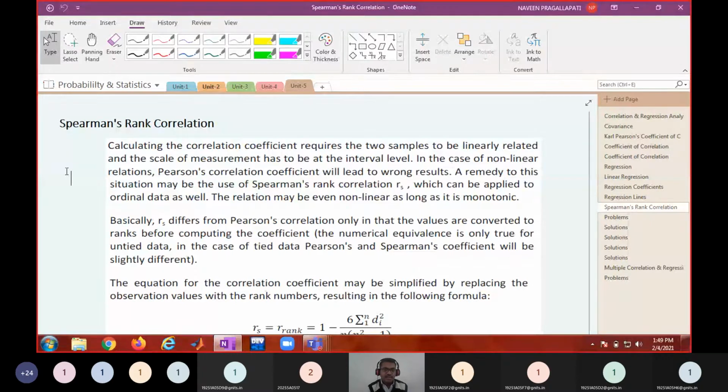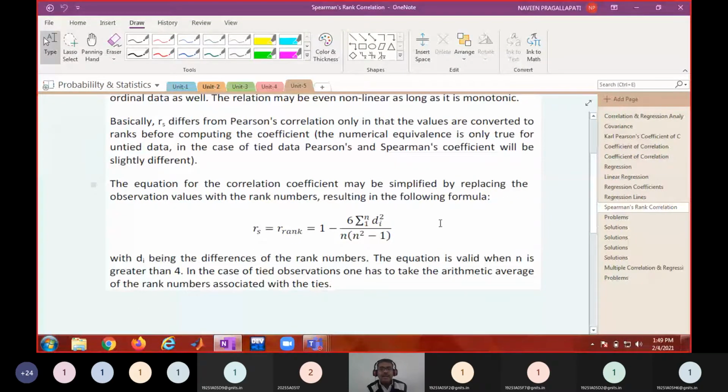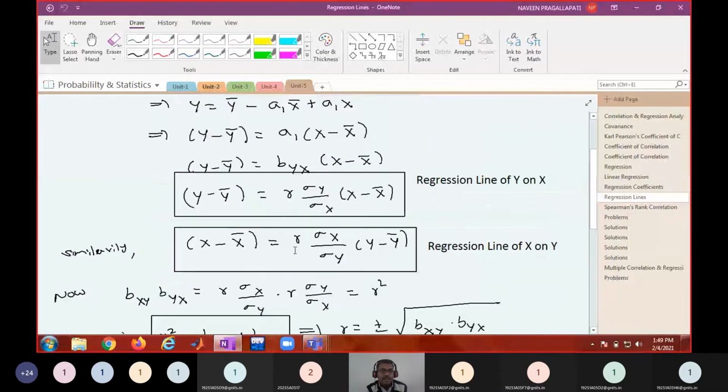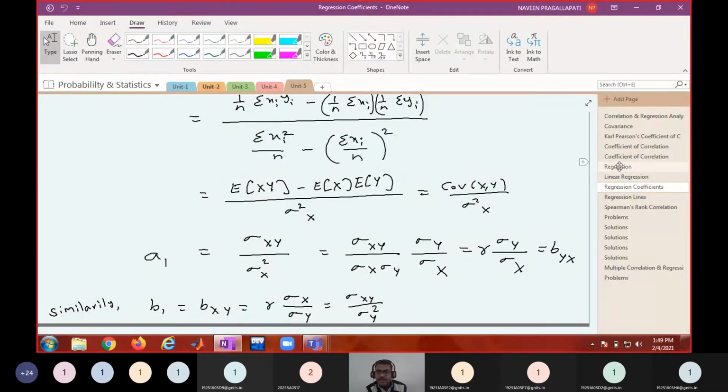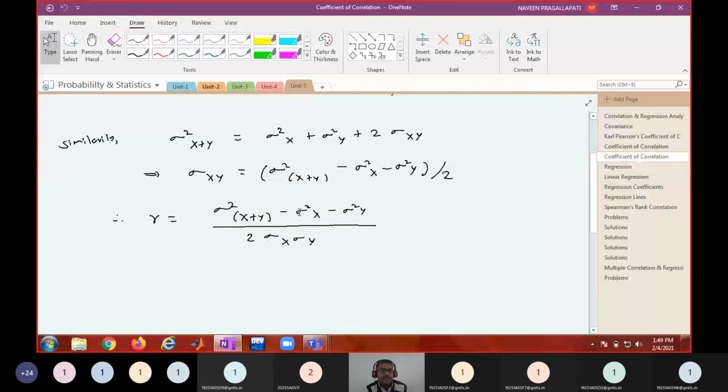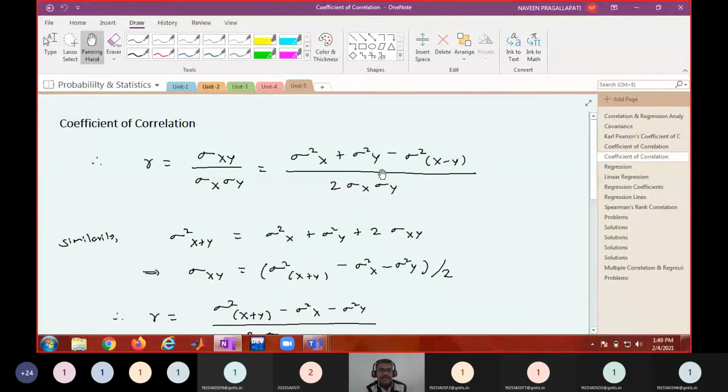I will be demonstrating that procedure through a problem, and for that this is the formula. This formula is obtained through the formulas we have derived earlier. See this one. What we do is, instead of finding the variances for X data and Y data, we'll be finding the variance for the ranks of X and the ranks of Y.